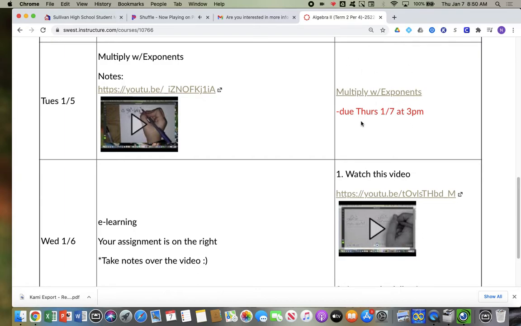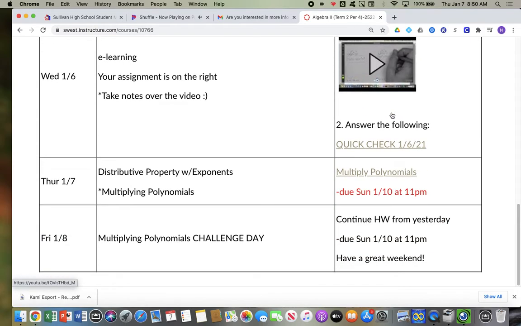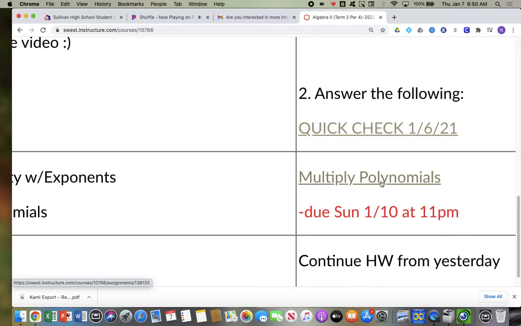If you guys need me to check if you've turned that in, I can do that for you. So your assignment from Tuesday, if you've not turned that in, that's your first priority today, is to get that finished. But you guys do have a new assignment today. It's called Multiply Polynomials, and it's due Sunday.